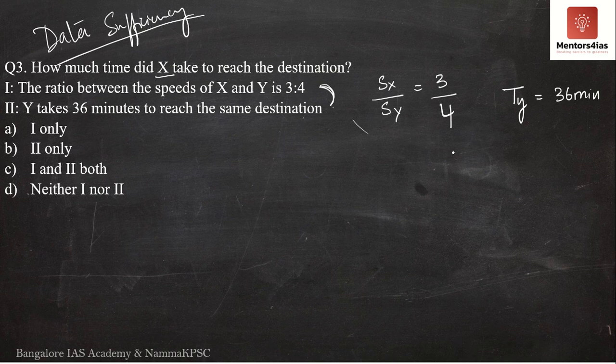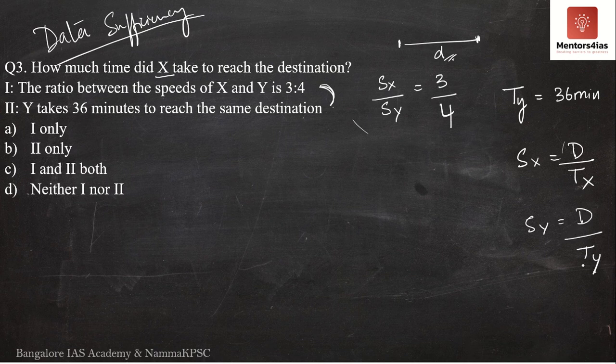Okay, now here can I write Sx in terms of the distance covered and the time taken? Now see here, the distance covered is the same for Y and X. The origin is the same, and the destination is also the same. They are going to the same place, so the distance remains the same. Similarly, the speed of Y is nothing but the distance divided by the time taken to cover the same distance, which is Ty. So I'm going to substitute Sx and Sy.